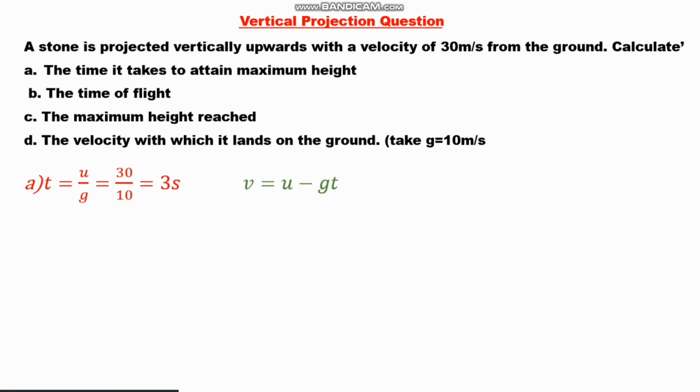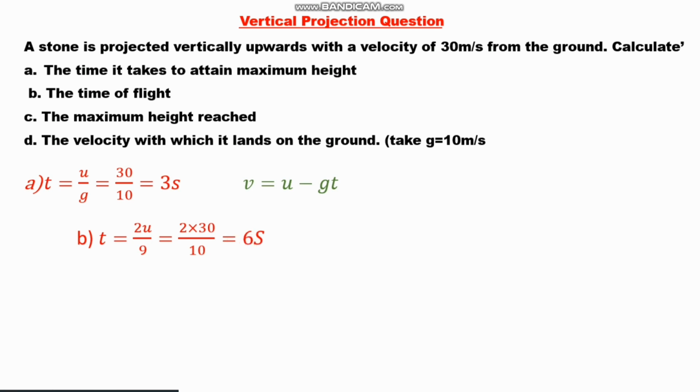The second part of the question is the time of flight. As I said earlier, the time of flight is the time it takes to reach the maximum height and come back. So it is the time used to attain the maximum height times 2. We just add 2 to this equation, so we have the time of flight as 2u divided by g. So 2 times 30, that is the initial velocity, divided by 10, and you get 6 seconds. So 6 seconds is the time of flight.